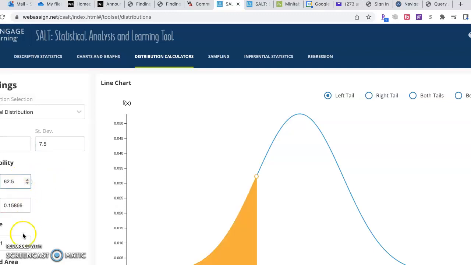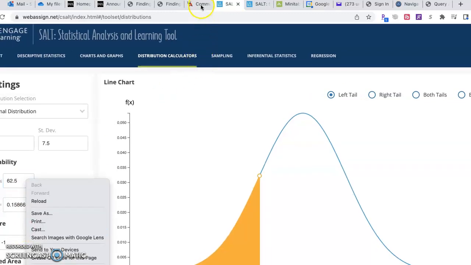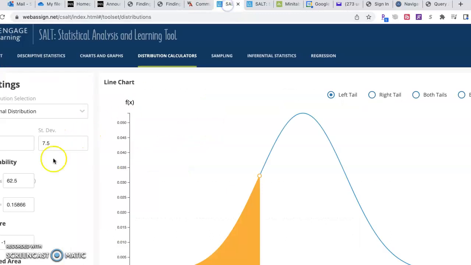And then you also need to find out what it was for 62.5. What is the z-value? So here you can see the z-score is -1. So that's why, let me go back to the problem, that's why the z-value corresponding to 62.5, again, put the 62.5 here and you'll find the z-score.